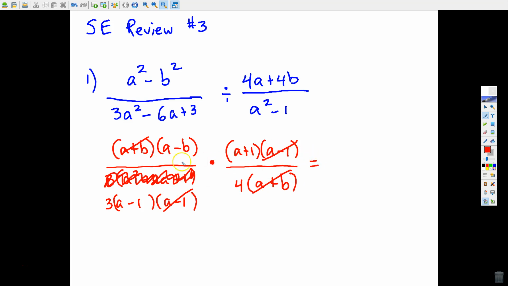So we express our answer, and if you see a problem like this on your test, you can leave your answer in factored form. Don't have to multiply all of this together, so you could save yourself a little bit of time. So a minus b times a plus 1 will be the numerator. In the denominator, I do want to go ahead and multiply 3 and 4 together to get 12 times the quantity a minus 1. And that is my answer for problem number 1.